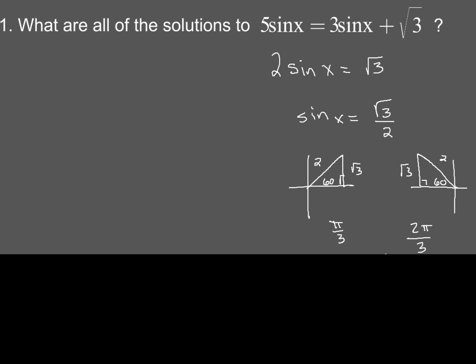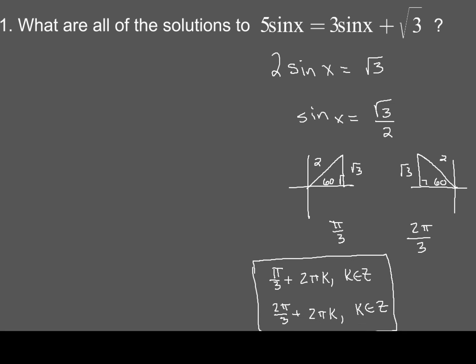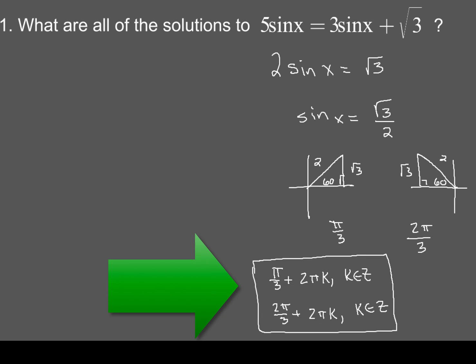Now, since this doesn't have any domain restrictions on it, it doesn't say from 0 to 2 pi, that means we're going to write it like this. We're going to take each one of those solutions: pi over 3 plus 2 pi k, k is an element of the set of integers, and 2 pi over 3 plus 2 pi k, where k is an element of the set of integers. So we're going to separate our two solutions this way.